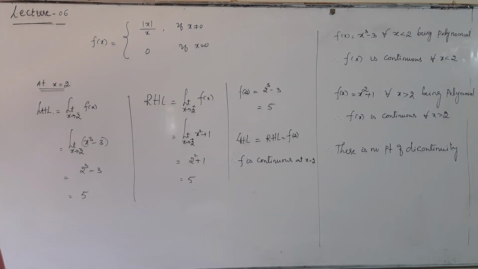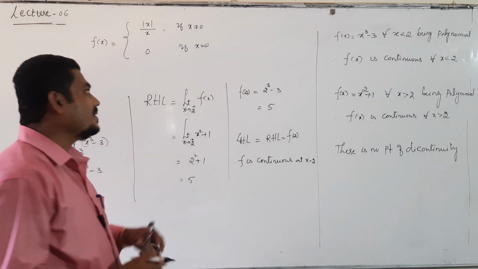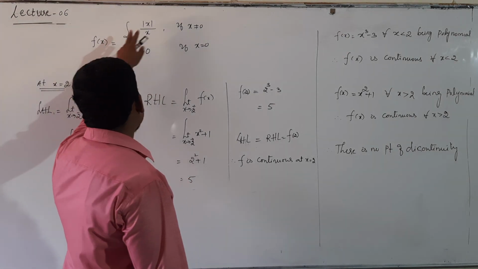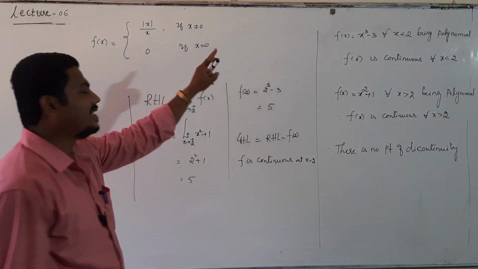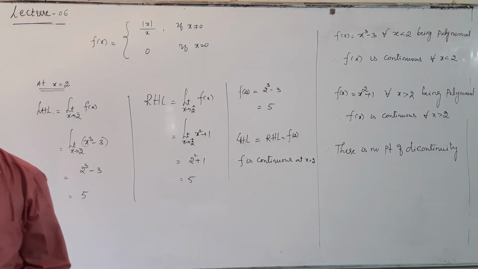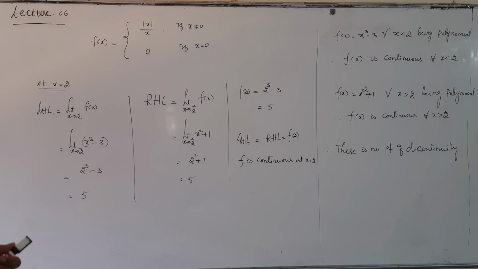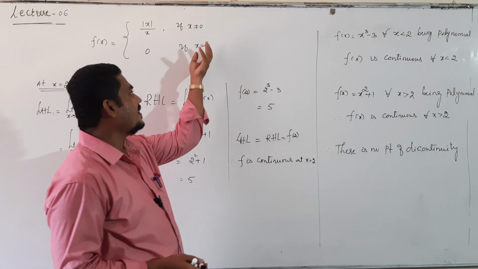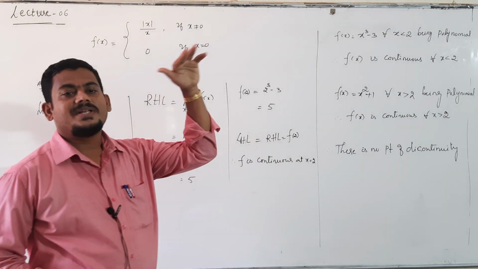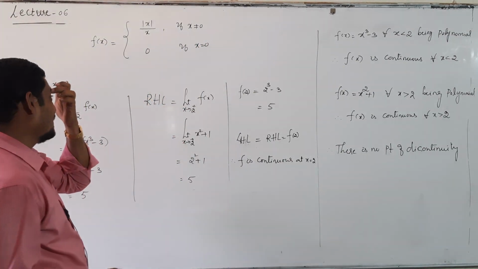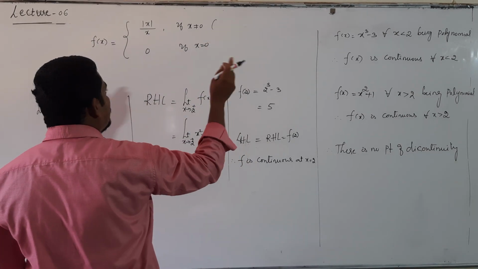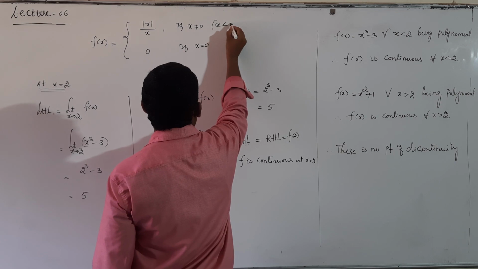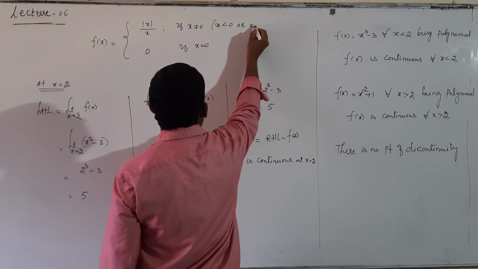Find all the points of discontinuity of the function f of x equal to mod x by x if x value not equal to 0, 0 when x is 0. In this case also check the continuity at 0. After that more than 0 and less than 0. What is the meaning of not equal to 0? Already you know not equal to 0 means either x value less than 0 or more than 0, right?